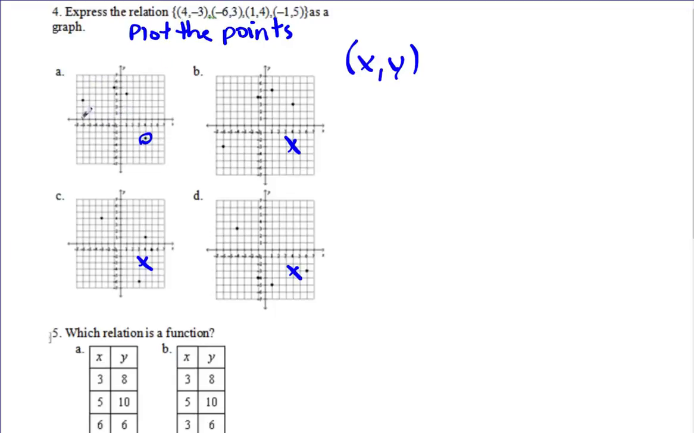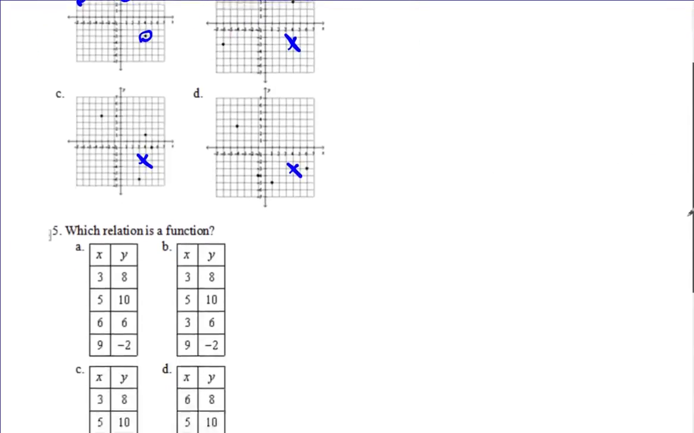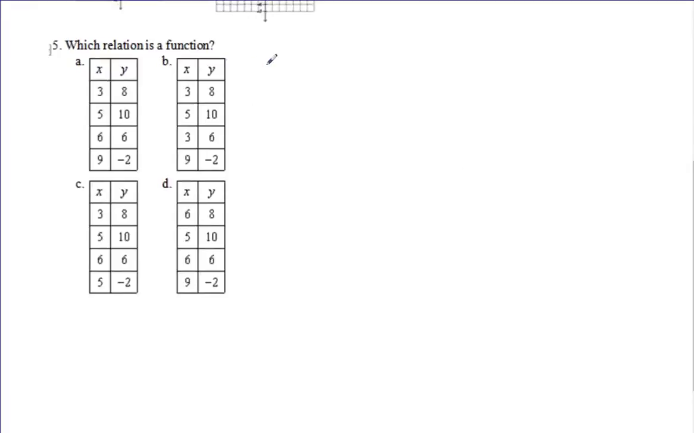-6, 3, so back 6, up 3, there it is. 1, 4, so to the right 1, up 4, there it is. And -1, 5, so left 1, up 5, there we go. Just plotting points. Alright, number 5, which relation is a function?